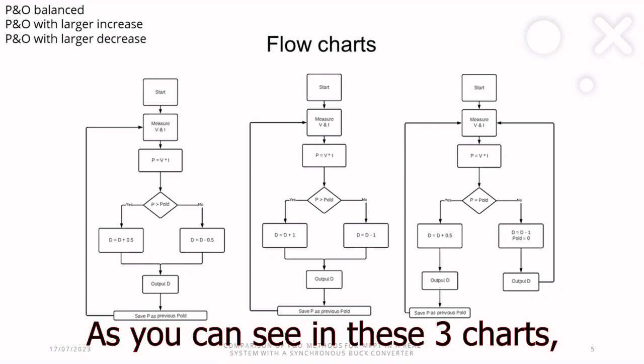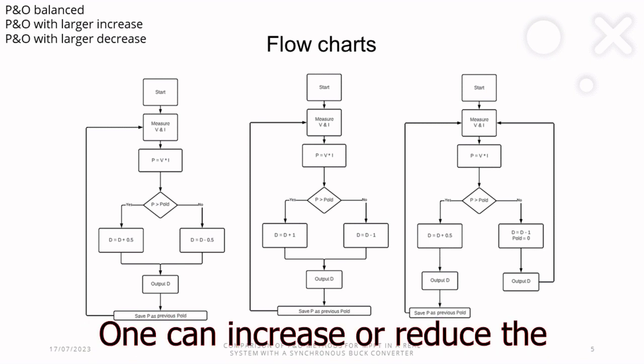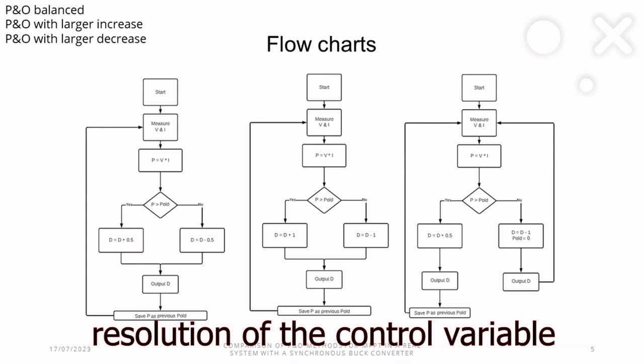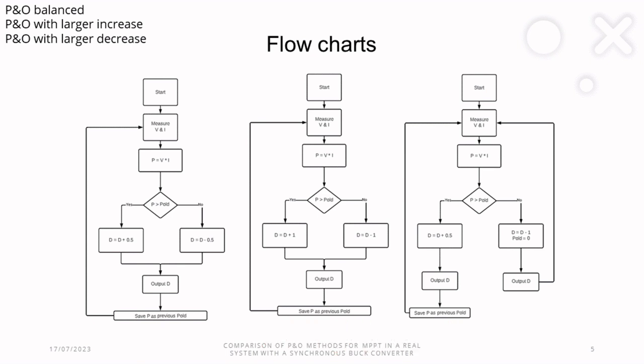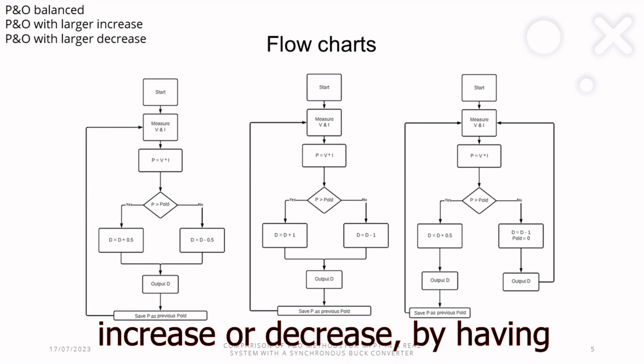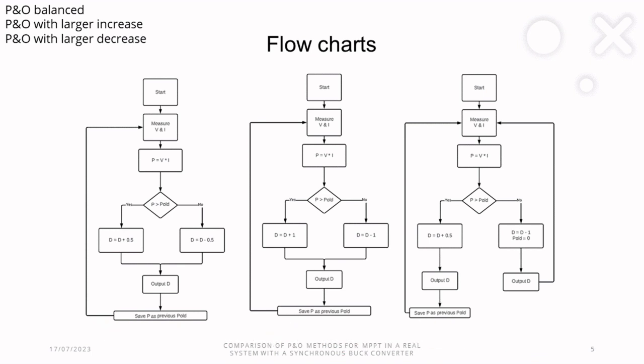As you can see in these three charts, they theoretically work the same way, but one can increase or reduce the resolution of the control variable from a half percentage change to a 1% change, or have the method with a larger increase or decrease by having different percentages on either side of the change.